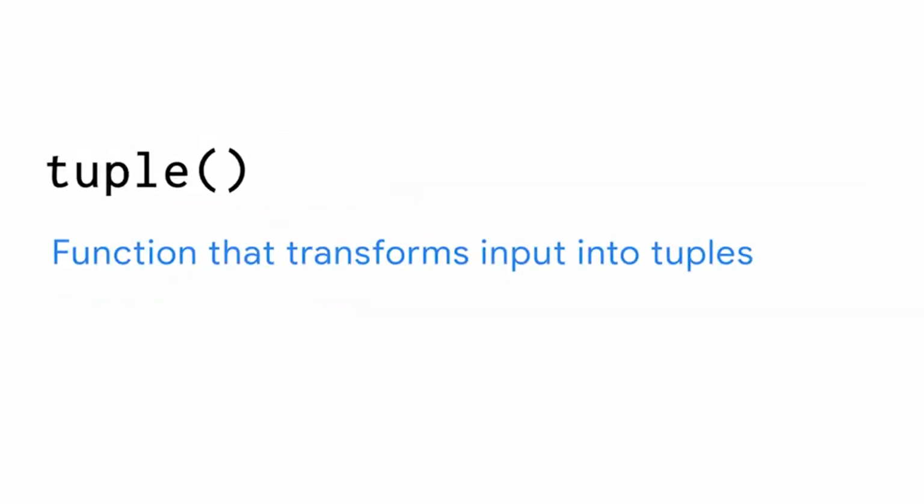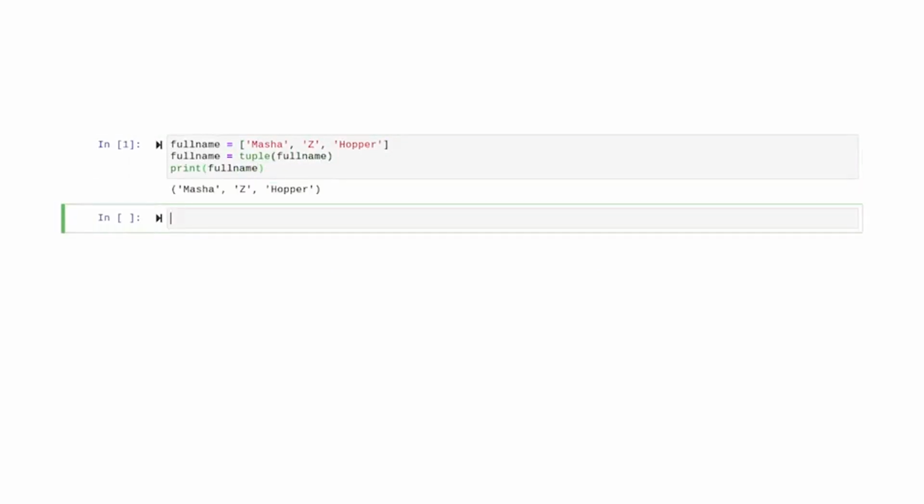Another way we can create tuples is by using the tuple function to transform input into tuples. In this case, our name is represented as a list. We can convert the list to a tuple by using the tuple function. Notice that the name is no longer a list, so it doesn't have the brackets anymore.